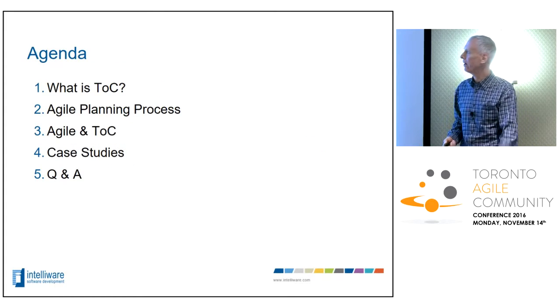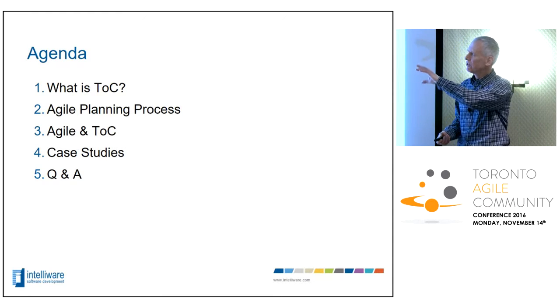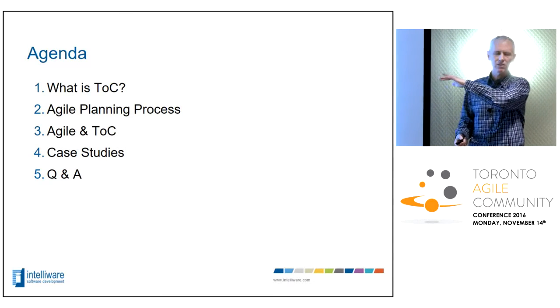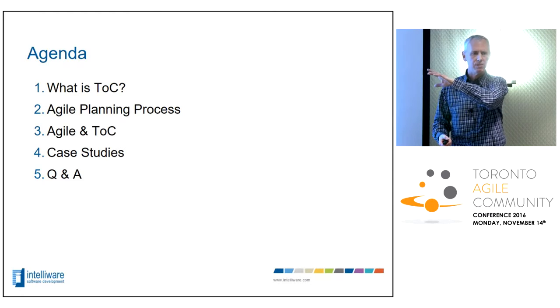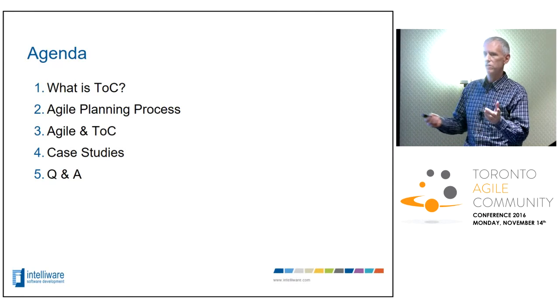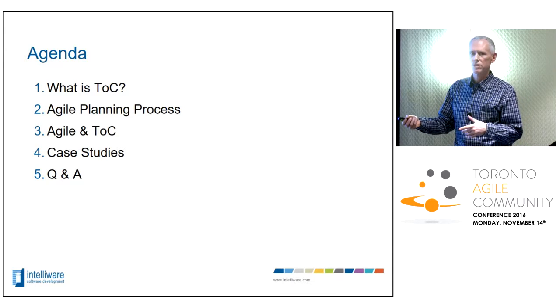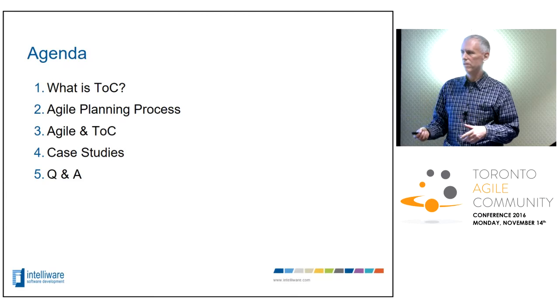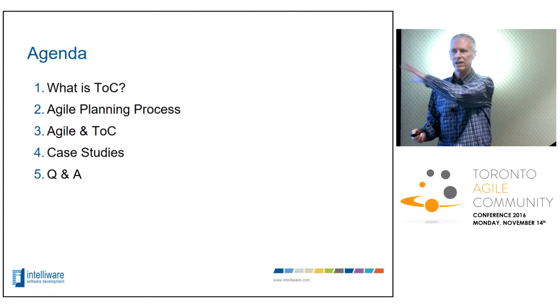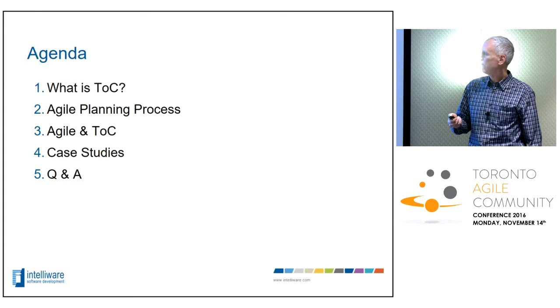So the agenda: what is theory of constraints? Kind of compartmentalize the first two items. Hopefully we won't have to spend a lot of time on the basics of Agile planning, but I think it's important to get a baseline out there for everyone. And then we'll talk about how those two marry together and how they work. And then I've got a couple very simple case studies and hopefully some time for questions afterwards. I'll announce each one of these subsections as we go through it, so hopefully no surprises.